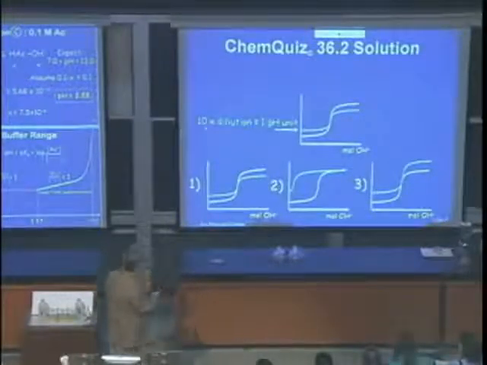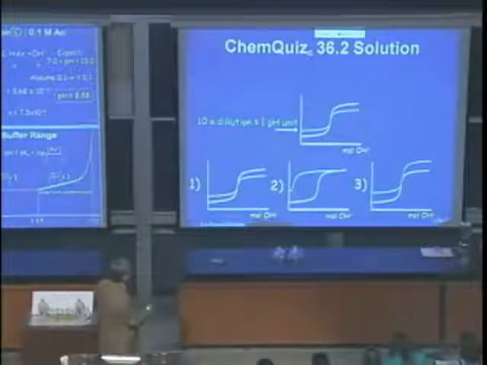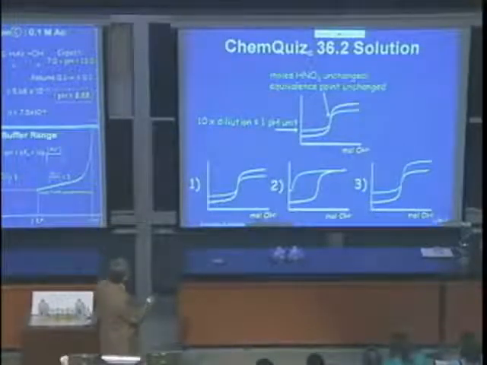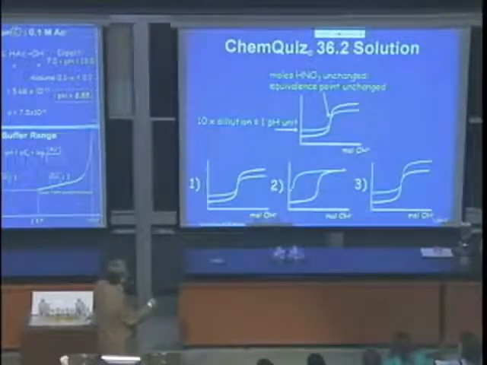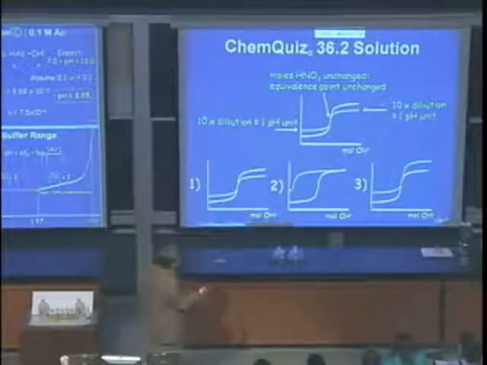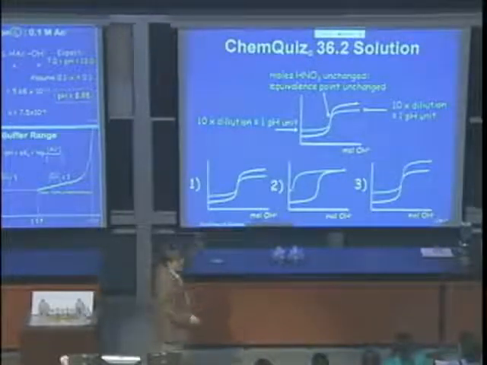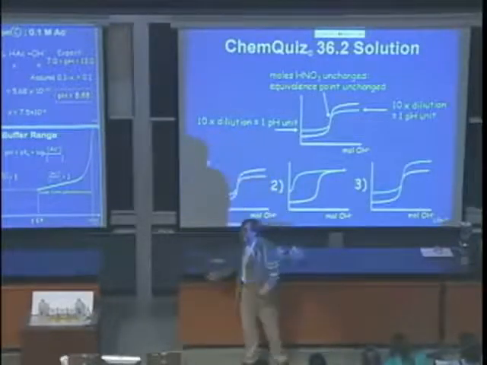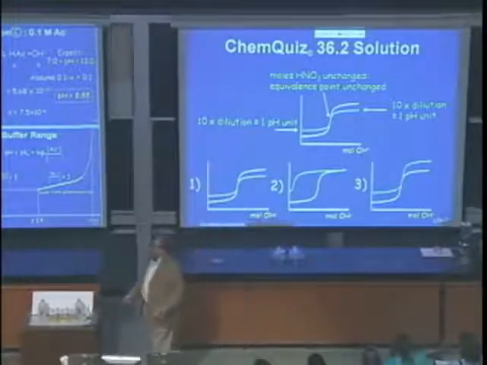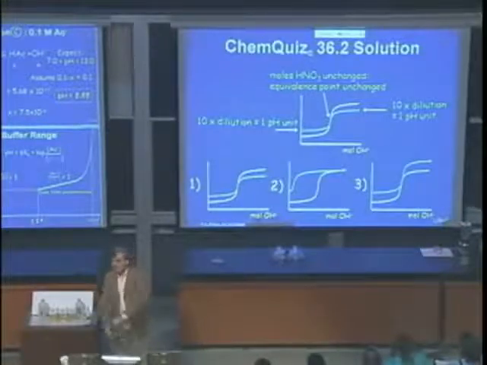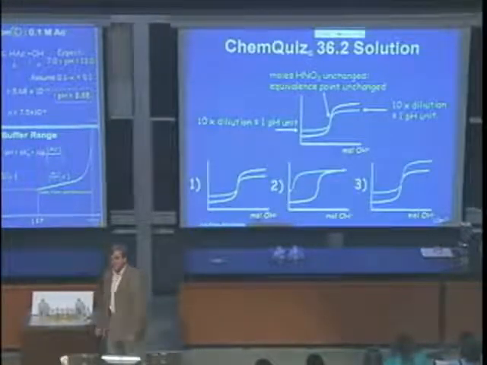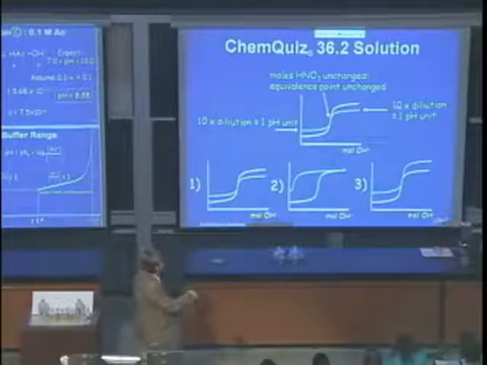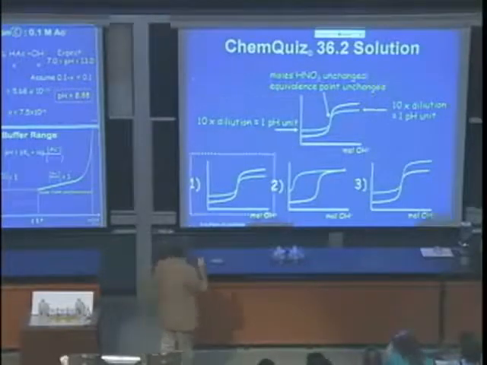So a 10 times dilution is 1 pH unit up, and the moles of HNO3, not the molarity, are unchanged. So the equivalence point stays unchanged, and here I dilute by a factor of 10. Any time the base hits that solution, it gets diluted by a factor of 10, okay? So it was 0.1 molar, but essentially it becomes 0.01 molar once it hits that solution. And with this, you go down by 1 pH unit. Okay, so we did this one right.